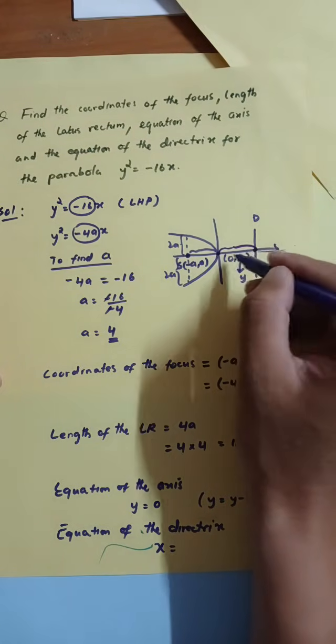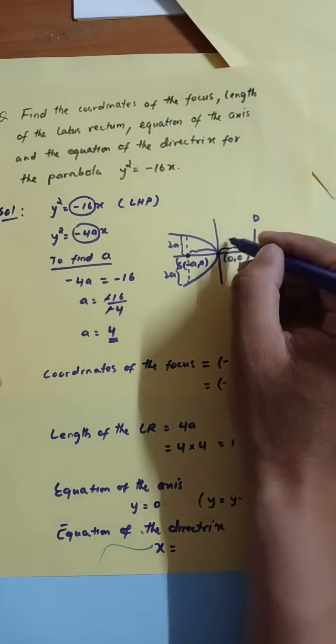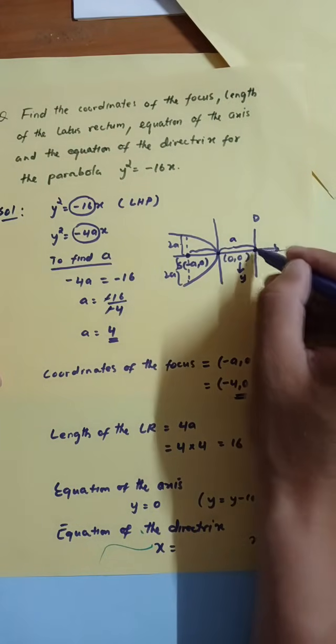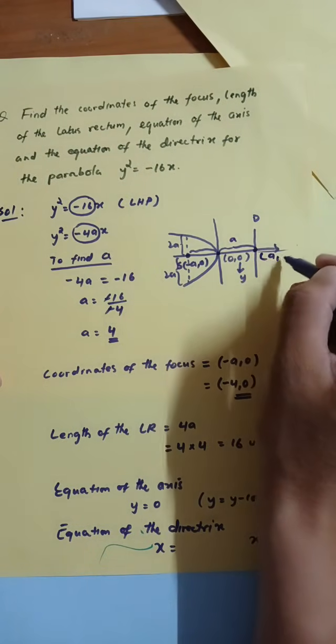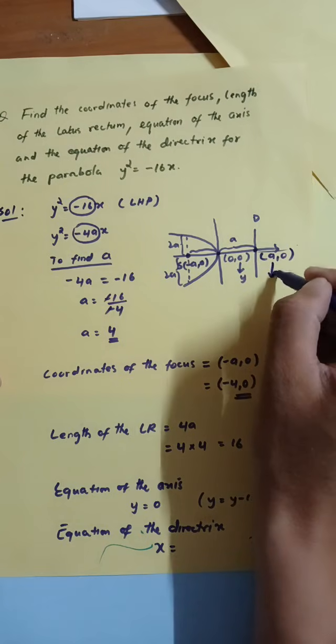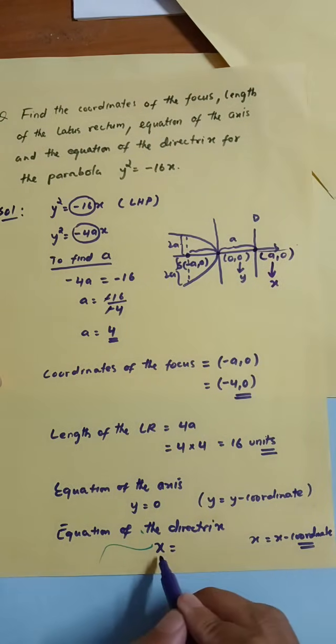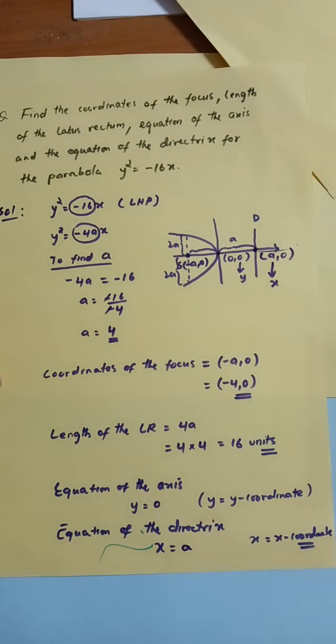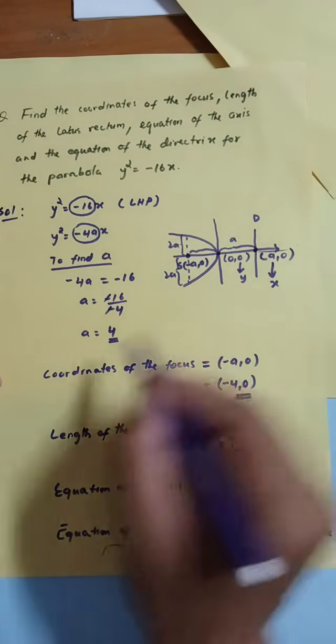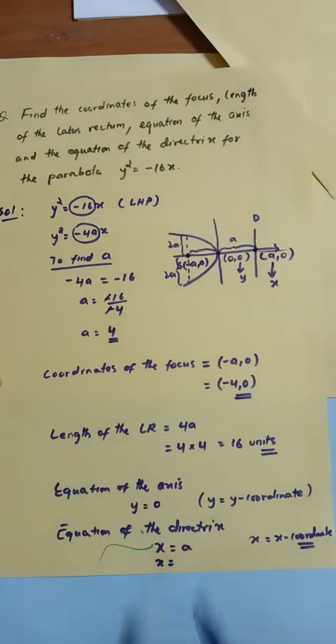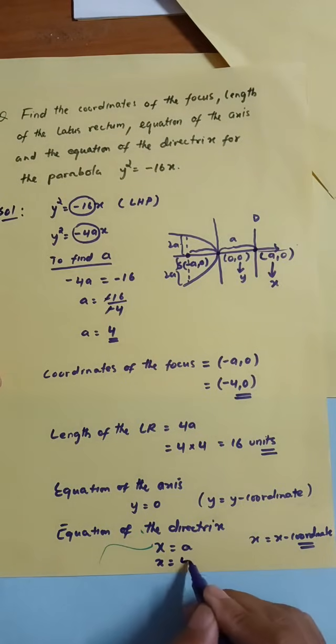We know the distance of this directrix from the vertex is a. Therefore, at this point, the coordinates will be a comma 0. So what is my x? X is a. That is why your equation will be x is equal to a. What is my a? A is 4. You'll get x is equal to 4.